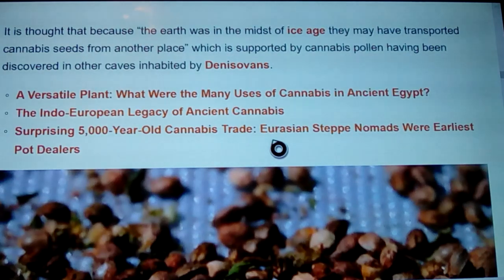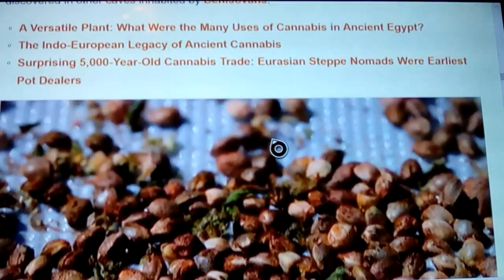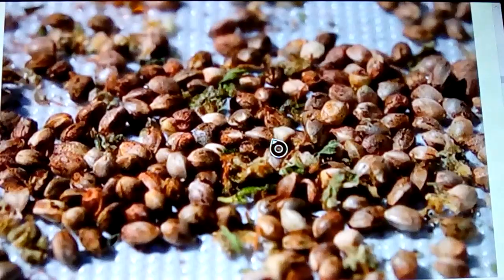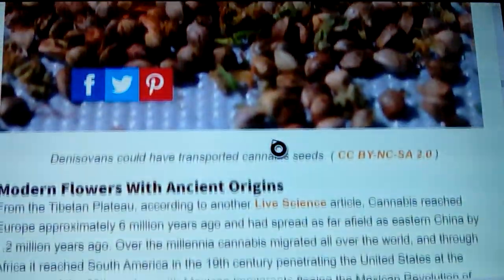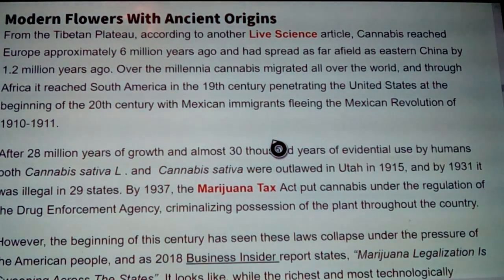And there's a few articles here that are quite interesting on it. I might actually do a little series on this, origins of pot or whatever. But so here's a bunch of seeds, and hey, is that what was in those handbags? Modern flowers with ancient origins.